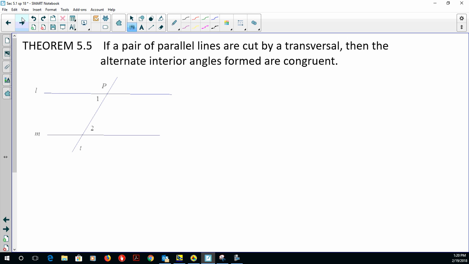This is a converse of Theorem 5.1. 5.1 said if you have congruent alternate interior angles, then the lines are parallel. 5.5 says if the lines are parallel, then you have congruent alternate interior angles. So we're going to prove this by an indirect method. So this is going to be proof, and I'm going to say this is by contradiction.